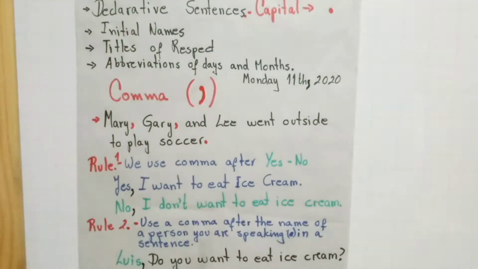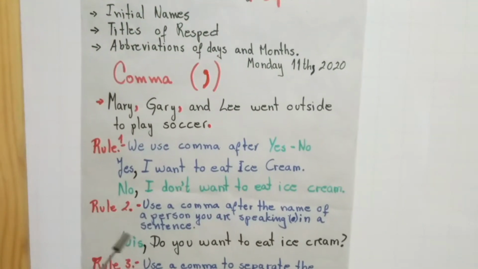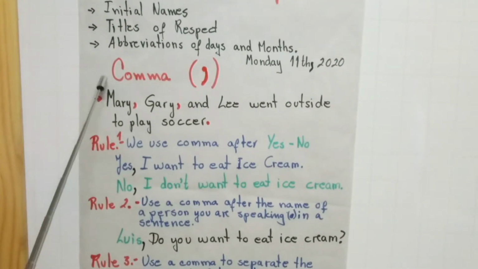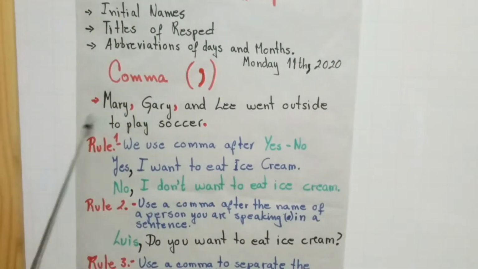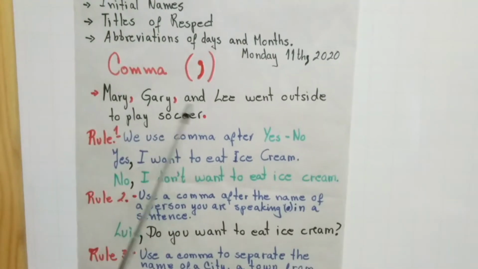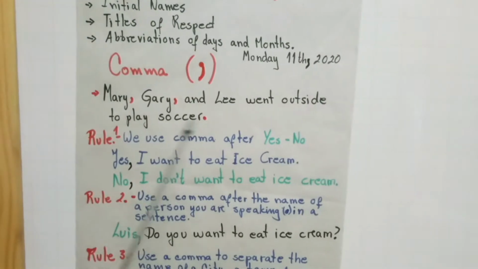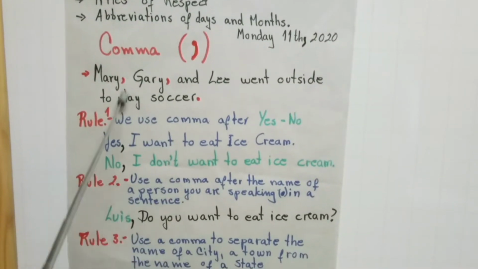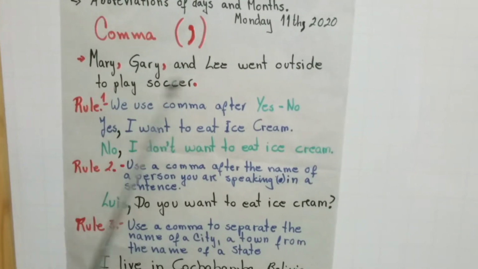Use commas, right? When we talk about a lot of people, here we have to use commas. Mary, comma, Gary, comma, and Lee went outside to play soccer. Don't forget those commas, okay? Because we are trying to separate.